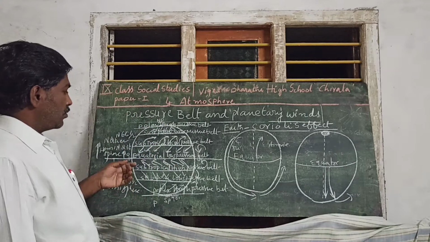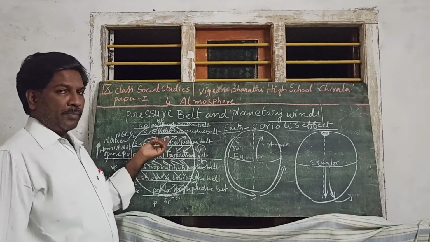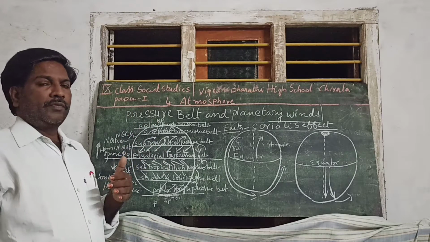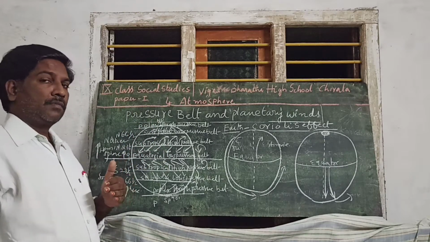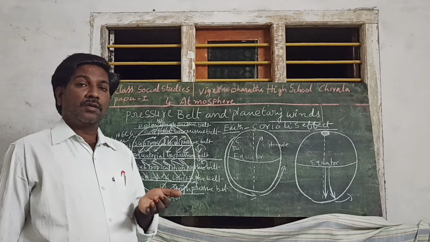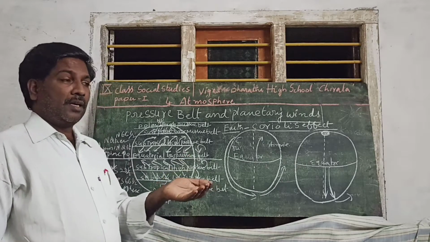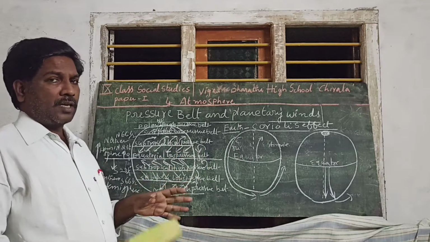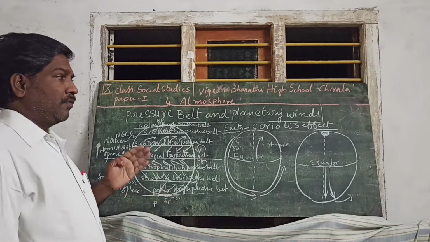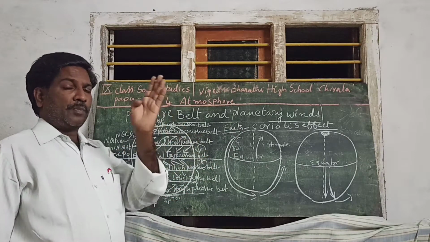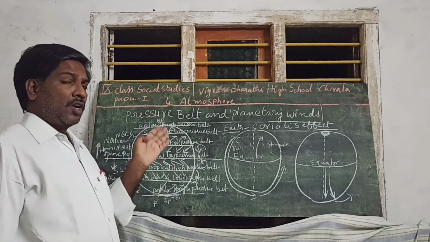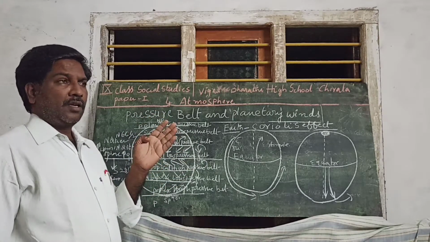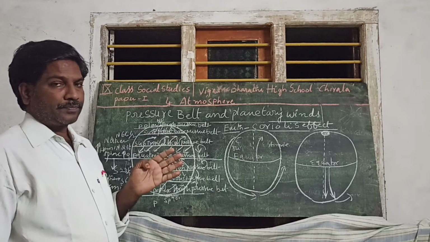And one more thing, low pressure area and high pressure area. Generally wind blows from high pressure area to low pressure area. This is the common phenomenon. Wind blows from high pressure area to low pressure area. It's happening twice in a day.